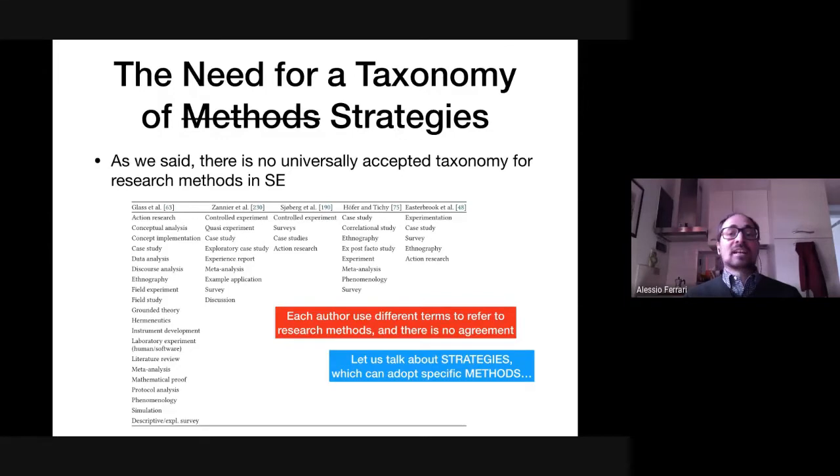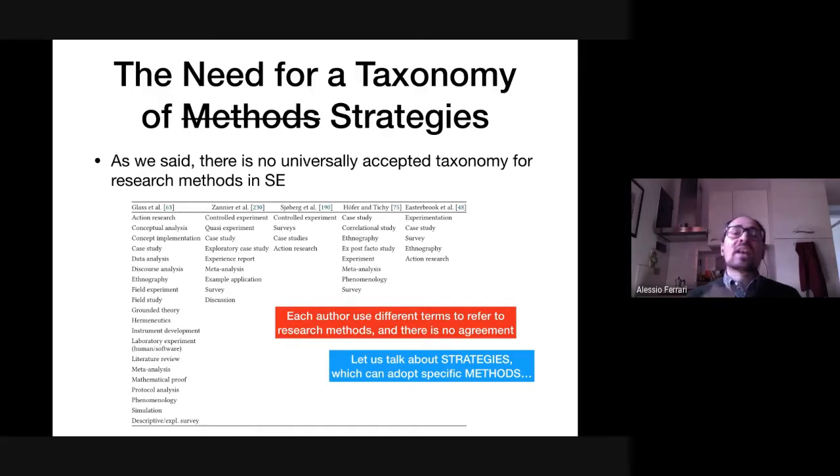First of all, why did they start with this research? Because looking back at the history of empirical software engineering, there was no universally accepted taxonomy for the research methods. So some papers, for example this paper from Glass, distinguished between action research, conceptual analysis, case study, data analysis, field experiment, field study, meta-analysis, literature review, protocol analysis, simulation, a very long list, while other studies, for example Sjoberg, the third study, listed controlled experiments, surveys, case studies, and action research.